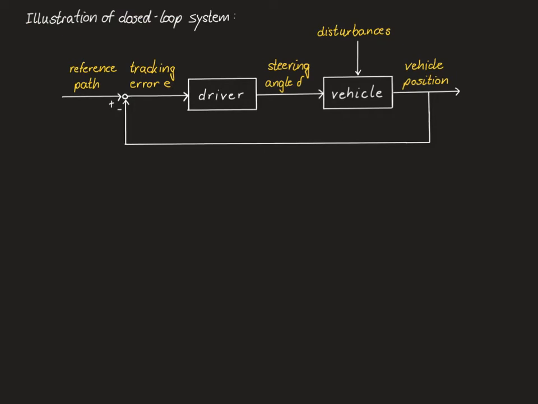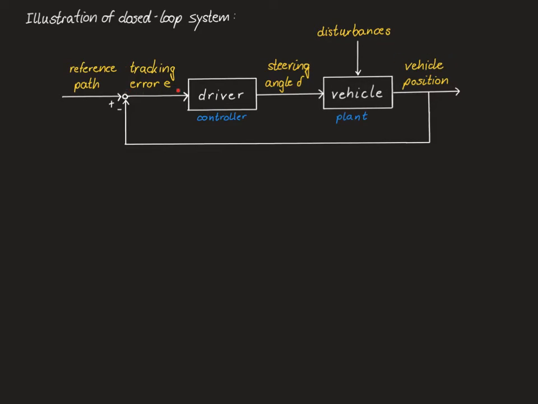The block diagram shown here illustrates once more what is meant by closed loop control. In fact, it closely resembles the classical control loop where the vehicle represents the plant and the driver represents the controller. The reference input to the system is given by a reference path. So for instance, this could be the lane center line that the driver would like to track. And the output of the system is the actual vehicle position.